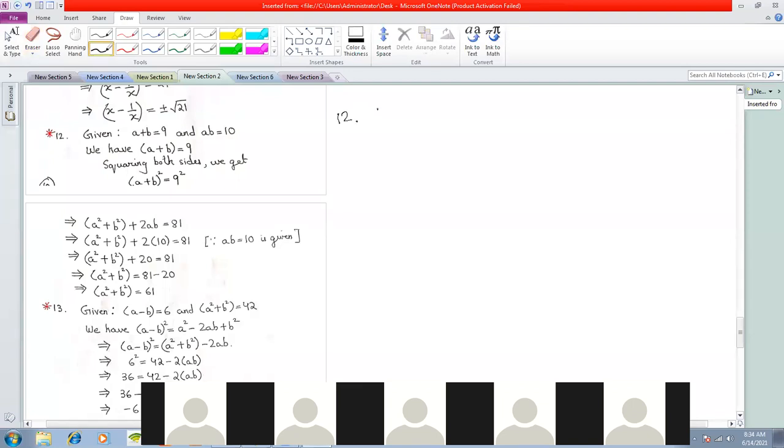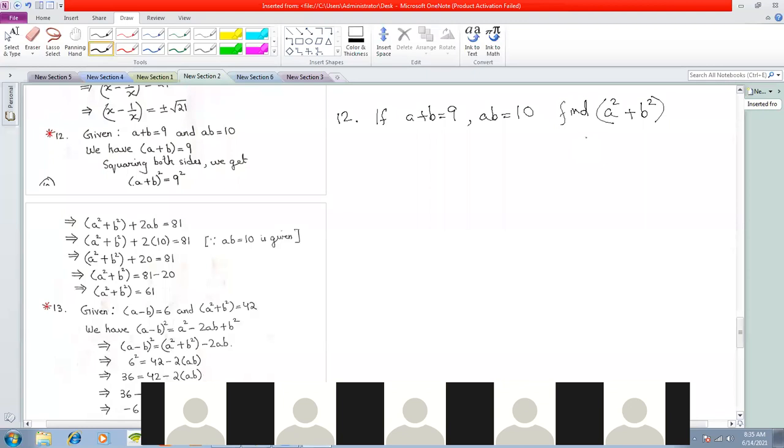Question is, if a plus b is equal to 9 and ab is equal to 10, find a square plus b square, right? You have to find a square plus b square.